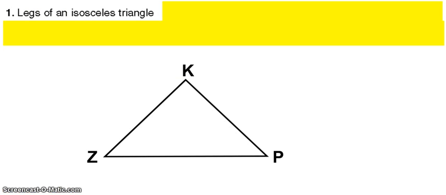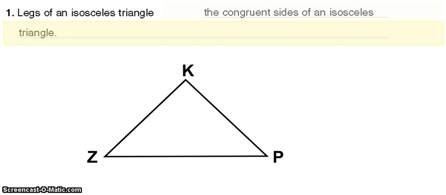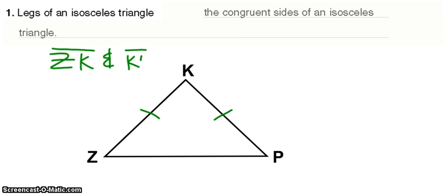Now the vocabulary. Legs of an isosceles triangle. These are the congruent sides of the isosceles triangle. In the triangle below, triangle ZKP, you can see by just looking at it that this is going to be an isosceles triangle and the congruent sides are ZK and KP. These will be the legs of the isosceles triangle, segment ZK and segment KP. Go ahead and write this down, the definition, the triangle, and segment ZK and segment KP.